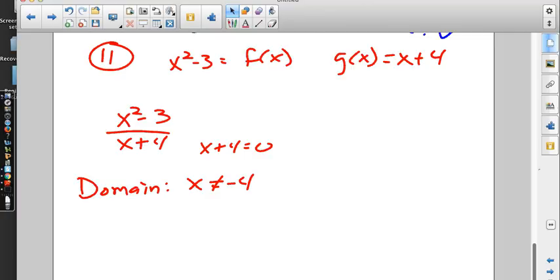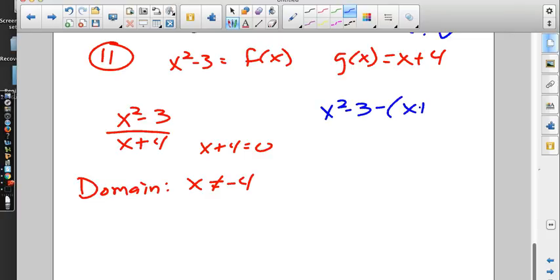Number 12. Wait, that's all? That's the domain. That's it? Okay, hold up. Ain't it the same question? Same type of question for number 12, but we're subtracting. Now, that means we have to distribute that negative. We have to, because it's like a -1 times everything in those parentheses. And then we'd simplify x squared minus x minus 7.